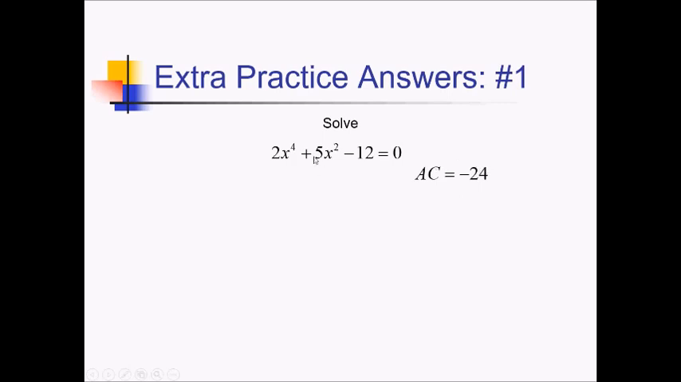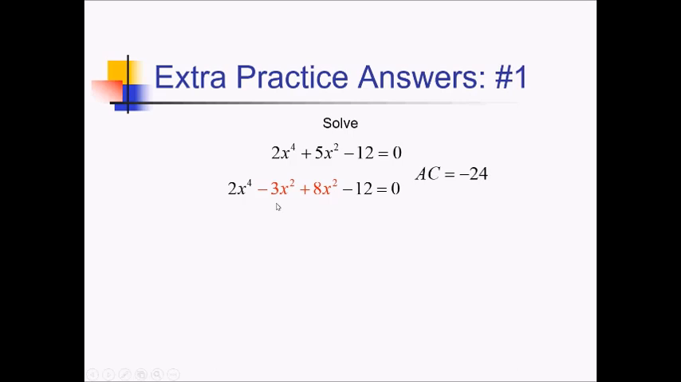So we've got 1 and 24. That's not going to work. Neither does 2 and 12. How about 3 and 8? Well, if I had negative 3 and positive 8, that would do the trick. So I'm going to split this middle term up then into negative 3x squared plus 8x squared. And at this point, I do now have 4 terms, so I can use factoring by grouping.